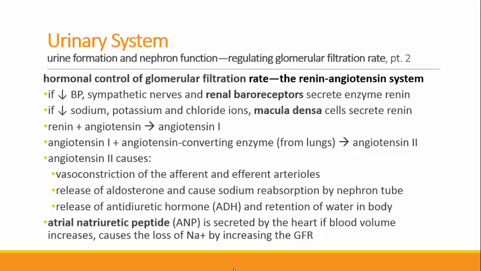And as a result of that, we'll see the loss of more sodium from the body because we see increases in glomerular filtration rate. So much sodium gets lost through that process that blood volume is going to decrease, and blood pressure will also decrease. Okay, so two ways that we regulate glomerular filtration through chemical means: the renin-angiotensin system and the atrial natriuretic peptide system.